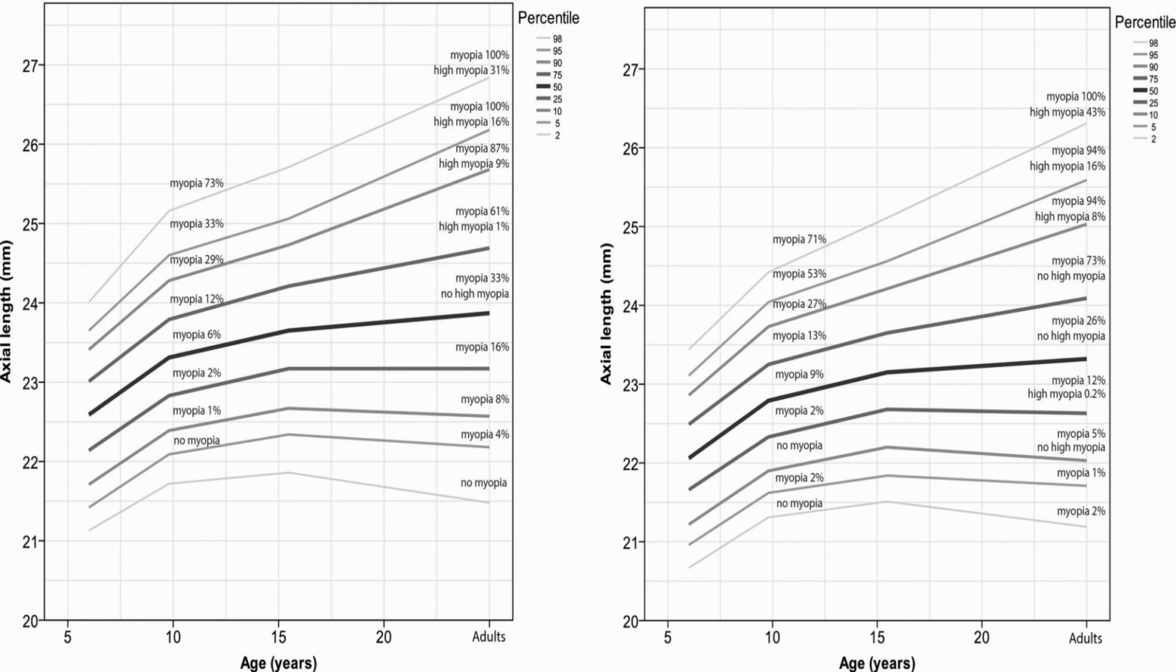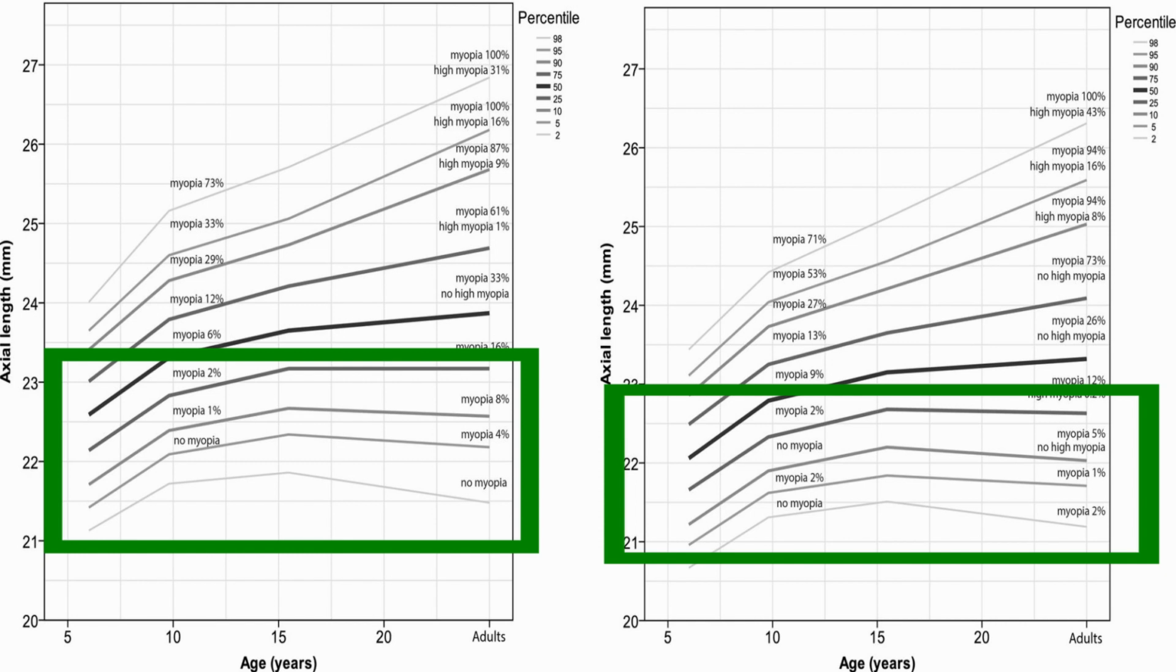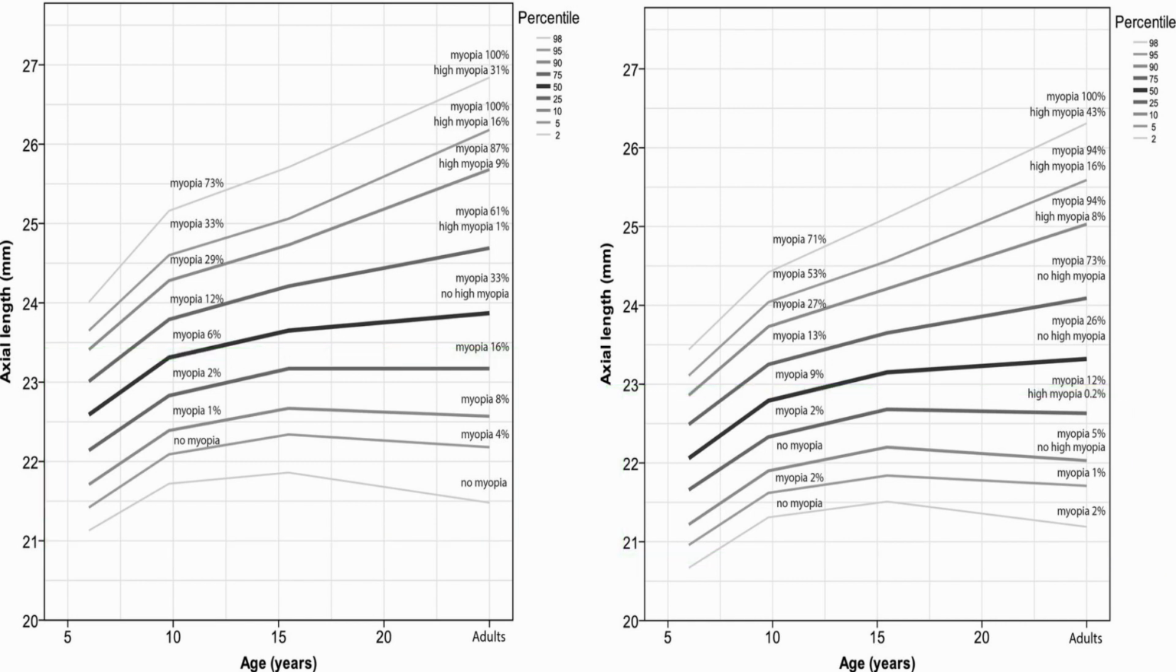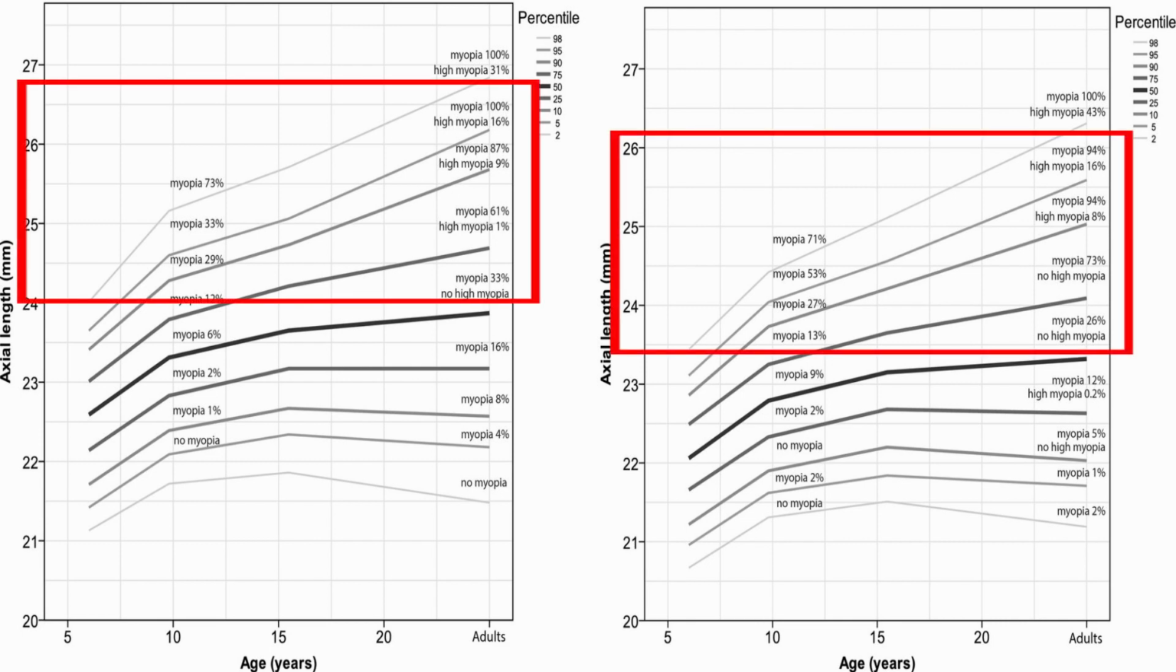This graph compares axial length to age. The one on the left is for the males, and of course the one on the right is for the females. The bold line in each one of them represents the 50th percentile for axial length increase. In summary, and to make it super simple for you, the children who are found to be below the 50th percentile are significantly less likely to become myopic compared to those above the 50th percentile line.